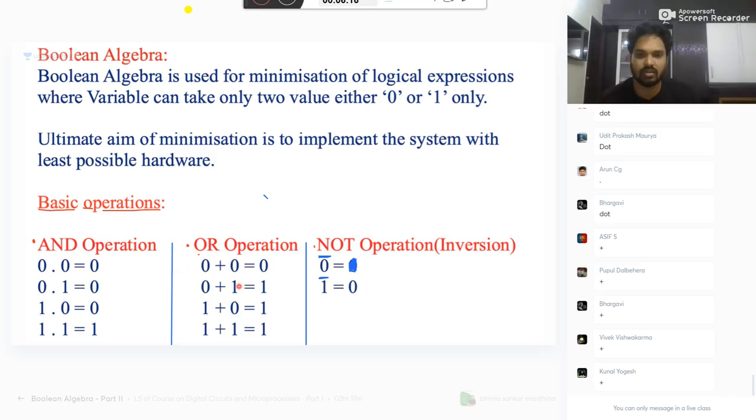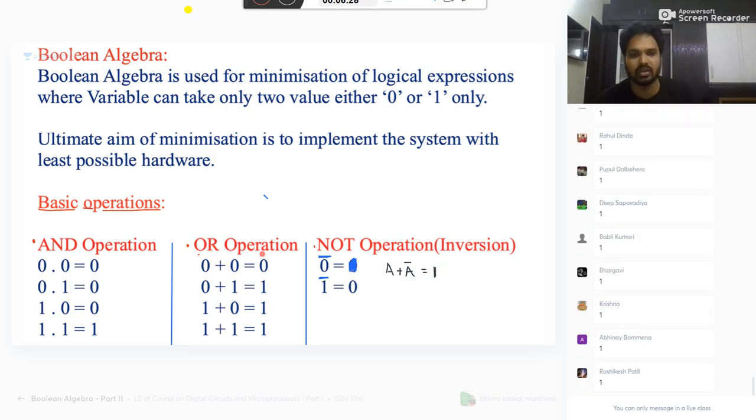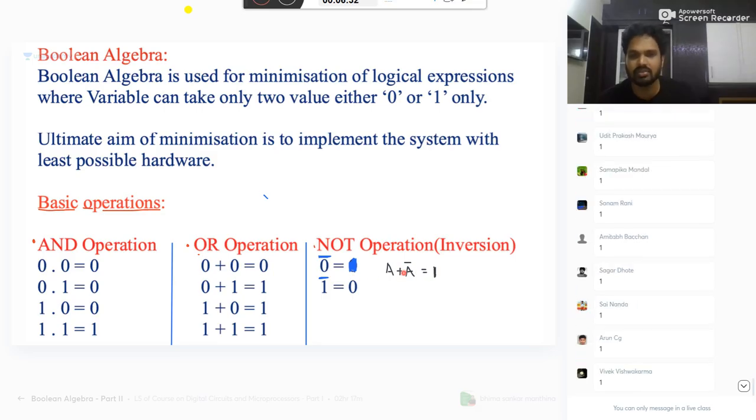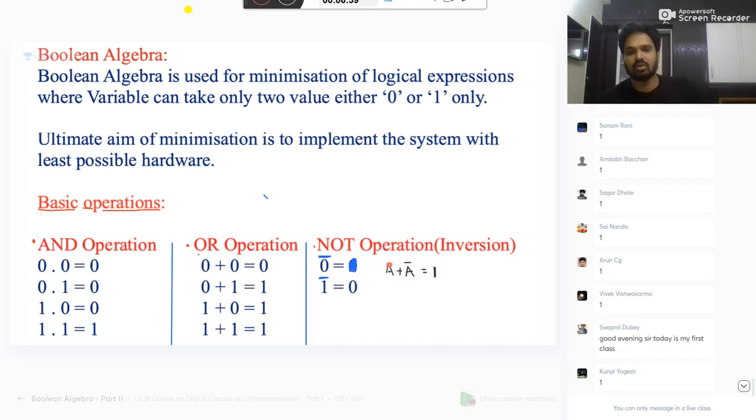You should tell me here. What is A plus A bar? Everybody says 1. Why? Because whenever I use this plus, it is nothing but the OR operation. When A is 0, A bar is 1, 0 plus 1 is 1. If A is 1, A bar is 0, 1 plus 0 is 1. In any case, A plus A bar is always equal to 1.